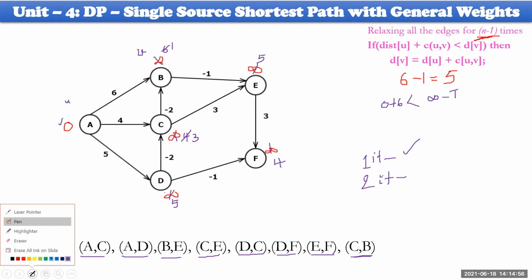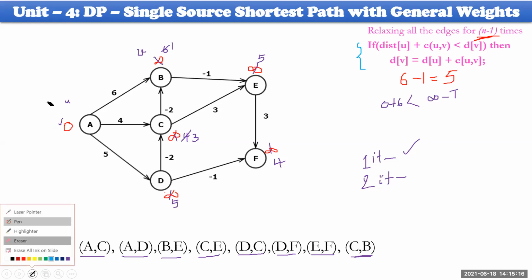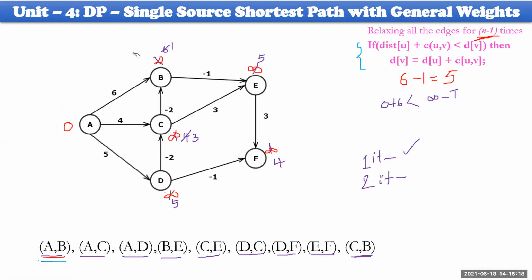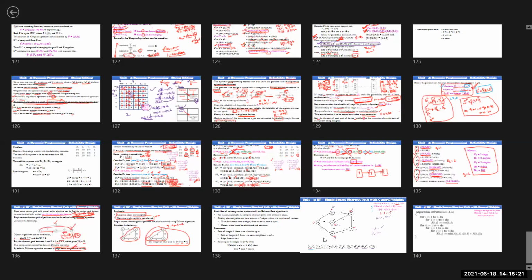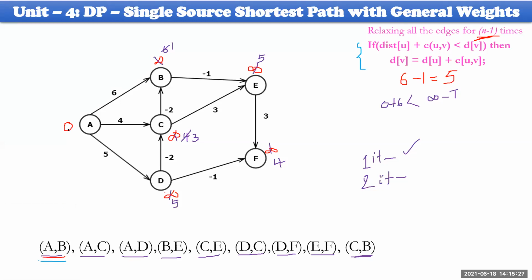Let me take another color, then it could be very easy to identify the second iteration here. So let us go ahead with all edges one more time. Apply the same formula on each and every edge. So A to B, the distance of A equal to 0. Let me eliminate this U and V, so that you do not get confused. Distance of A is 0 plus the cost of U comma V, that is 6, which is less than 1, which is false. Therefore, 1 will be as it is.